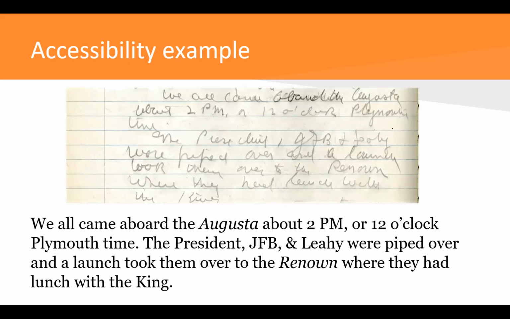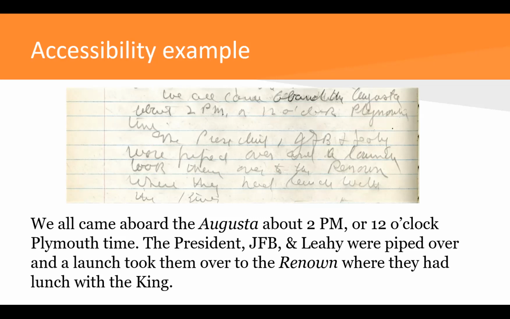All right. You do a Google search on World War II and you land on the August 2nd, 1945 entry in Special Assistant to the Secretary of State Walter Brown's journal and read this. We all came aboard the Augusta at about 2 p.m. or 12 o'clock Plymouth time. The president, JFB, and Leahy were piped over, and a launch took them over to the Renown, where they had lunch with the king.